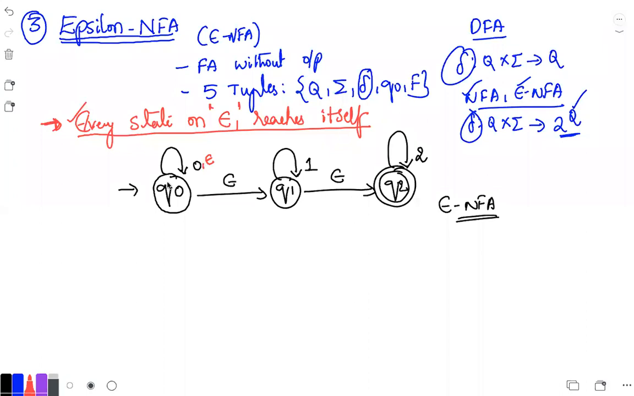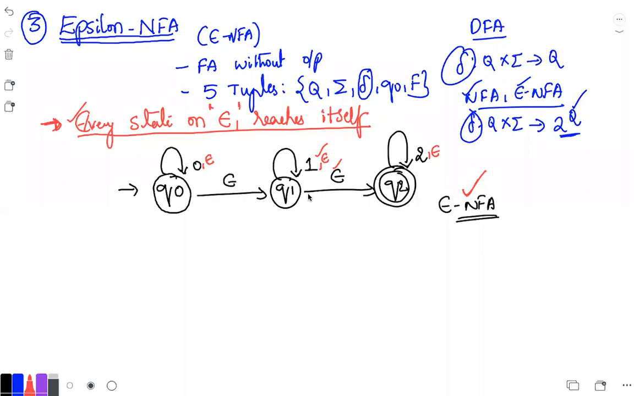So Q naught over epsilon, it's going to Q naught, as well as Q naught over epsilon, it is going to Q1, thereby satisfying our NFA problem. So the same is the case with Q1 also. There is a hidden epsilon over Q1 also. So Q1 on 1, Q1, also Q1 on epsilon is also Q1. You see, two inputs, two states. So that's why it is an NFA.